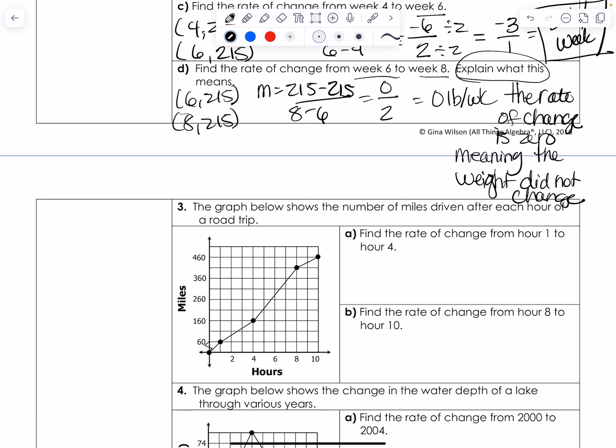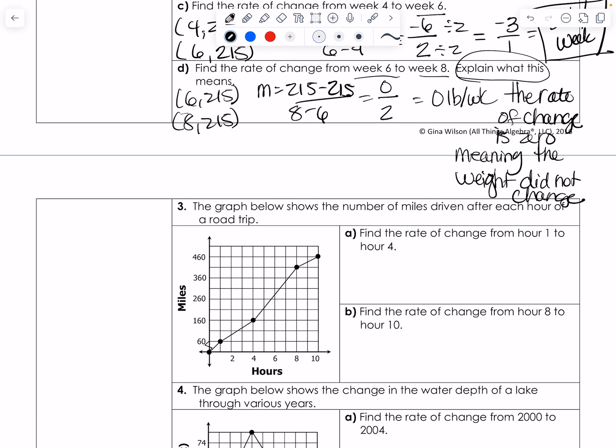Okay, so now we're going to look at graphs. So in graphs, you're going to look and see, how do I get from 60 to 160, 160 to 260, 260, and if you can see, they're increasing by 100 each time. Okay, and we know half of 100 is 50, so these between are going to be halfway between.